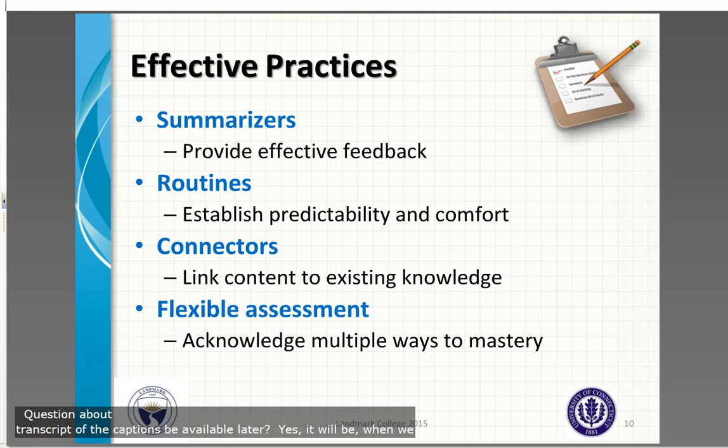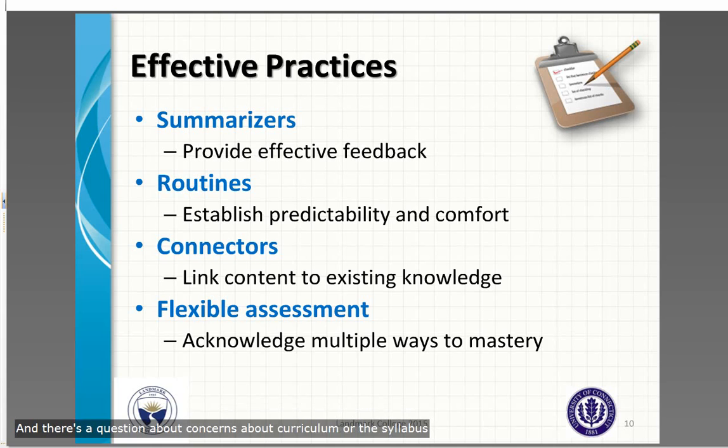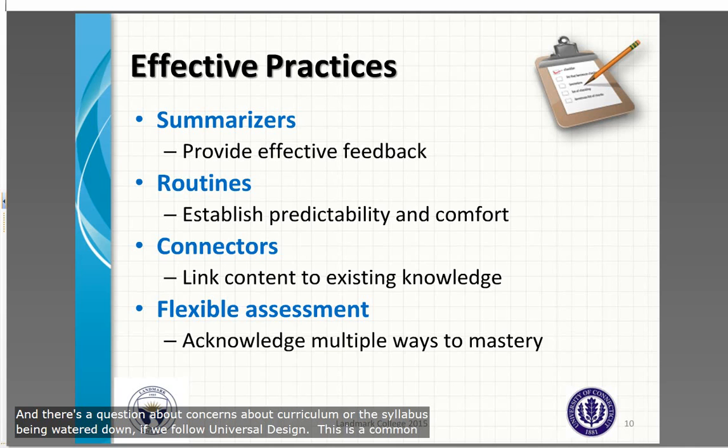And there's a question about concerns about the curriculum, or the syllabus, being watered down if we follow universal design. This is a common question that I've encountered before. And as I said earlier, the way an individual faculty member decides to incorporate principles or practices of universal design is guided by his or her understanding of what is important and what the goals are for that particular course in his or her class. So you decide, and if you think, no, I don't want to give a student the opportunity for five drafts, I want to give them an opportunity for one draft for their term paper, that's your call.